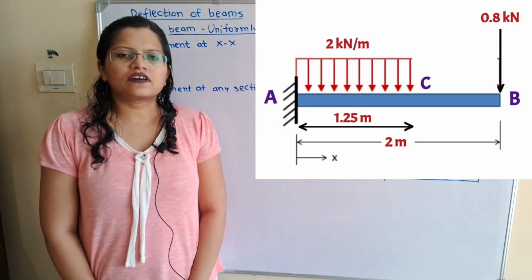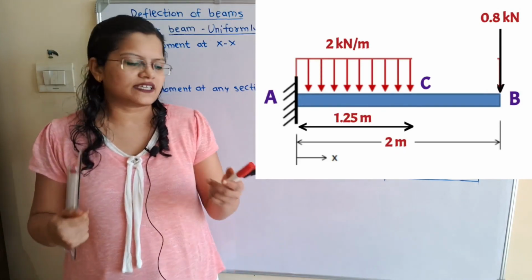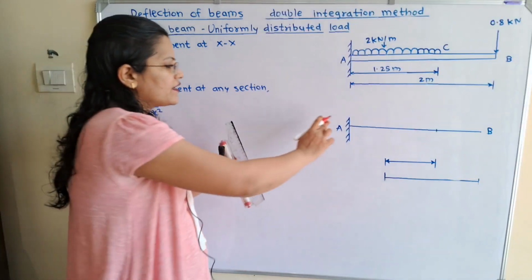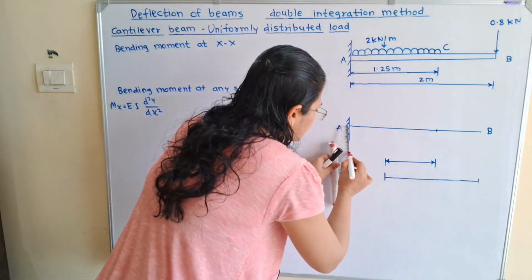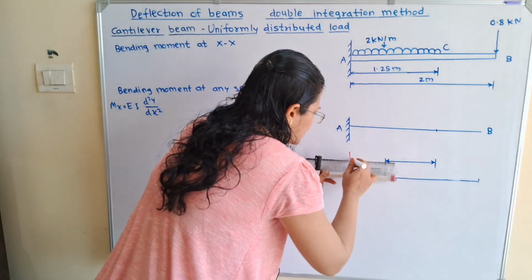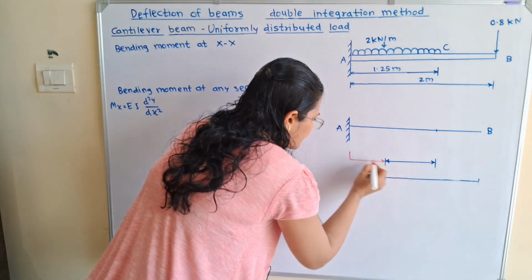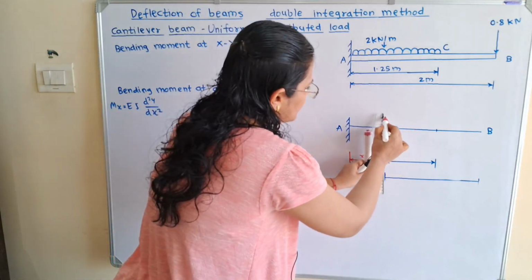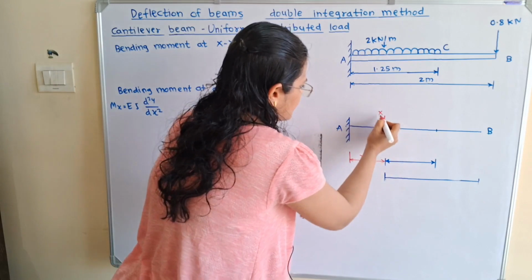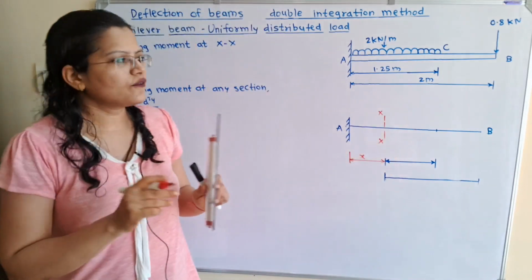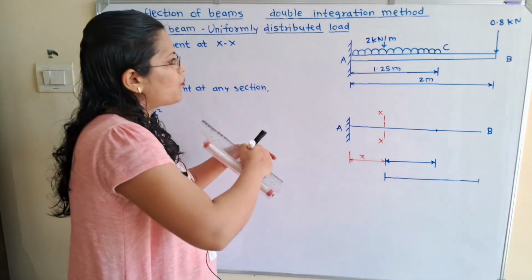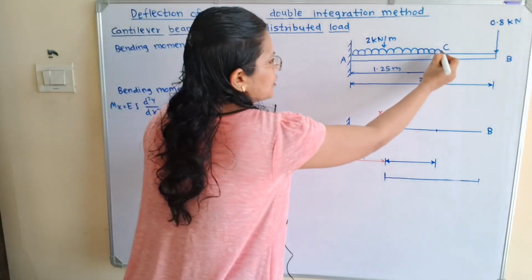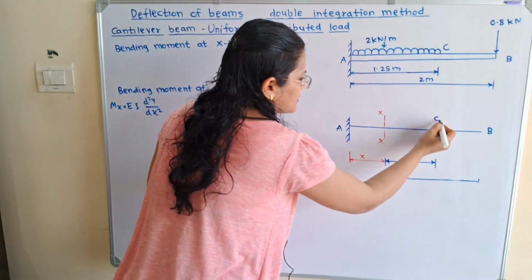We will first consider any section XX at a distance x from the fixed end A. So here is the fixed end A and we will consider the distance small x. And at this distance we will consider the section XX. Now if we observe in between the point A and point C, there is uniformly distributed load. So here is the point C.